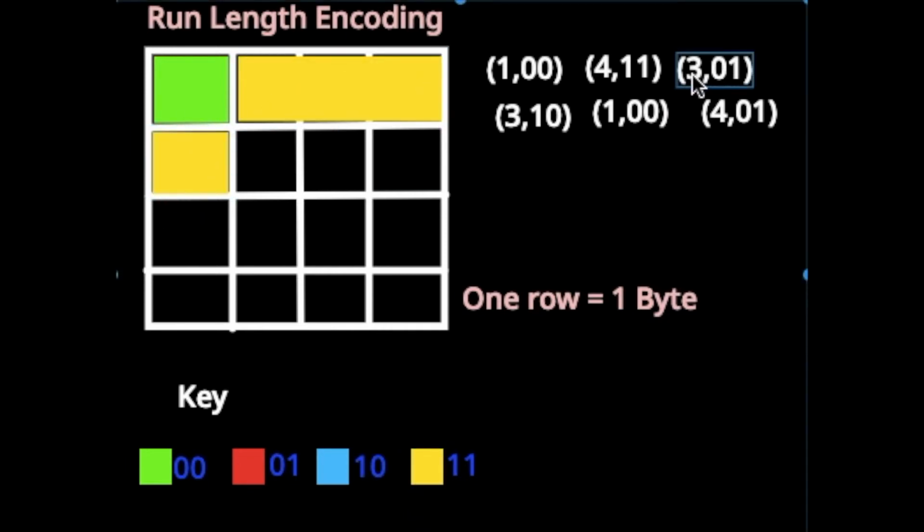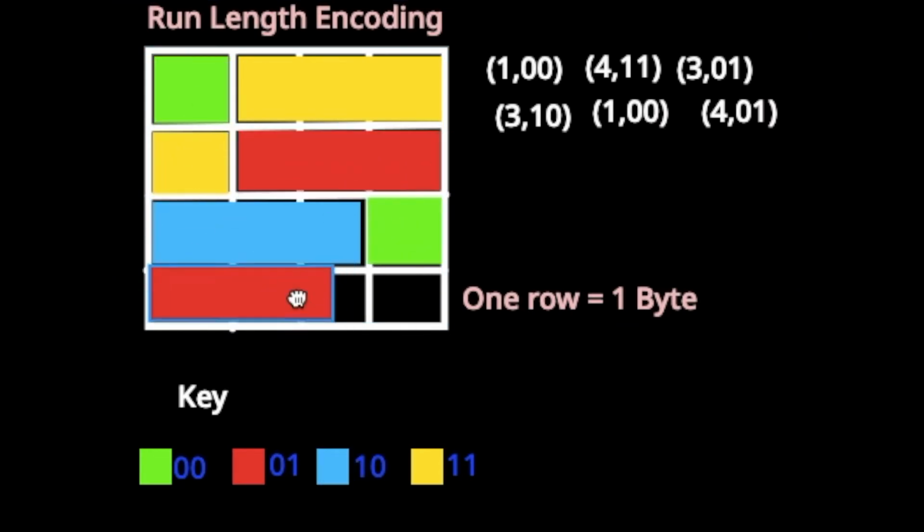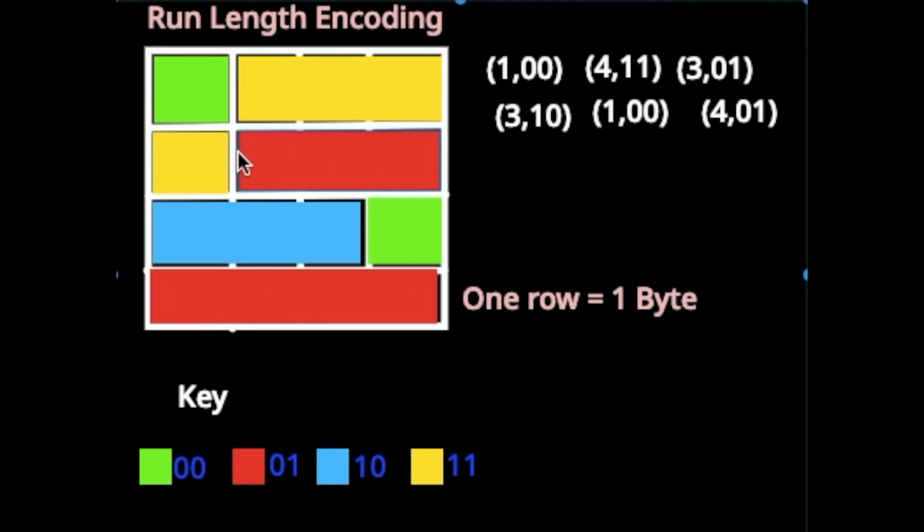Next up, we have 3 squares of 01, and by checking the key, it's red. Then we have 3 cyan, as 10 is cyan, then 1 green, and 4 reds at the bottom. So I'll just complete that. And so that's the decompressed file that the computer regenerated.